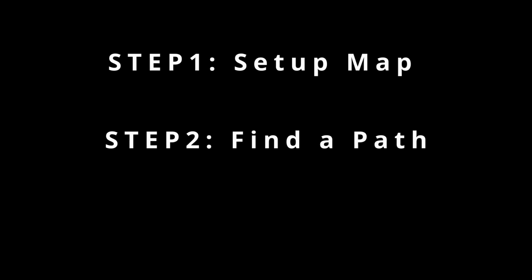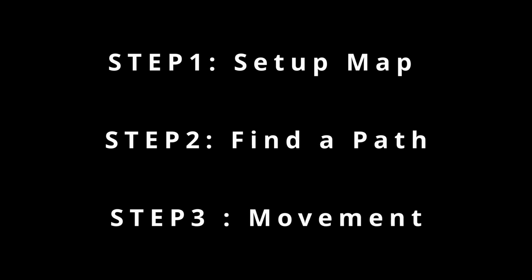There are three steps. First, set up map. Second, find a path and store it in a list. Third, make the sprite move in the path. Now, let's go back to the RPG project.